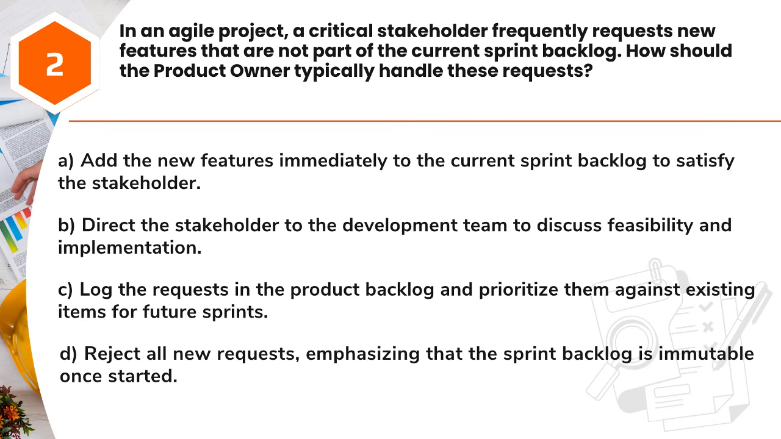A. Add the new features immediately to the current sprint backlog to satisfy the stakeholder. B. Direct the stakeholder to the development team to discuss feasibility and implementation. C. Log the requests in the product backlog and prioritize them against existing items for future sprints. D. Reject all new requests, emphasizing that the sprint backlog is immutable once started.